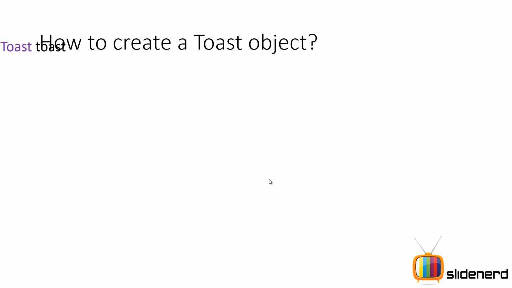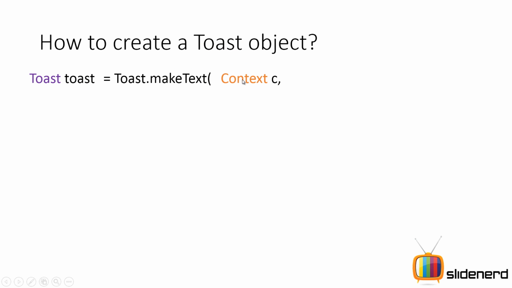It's pretty simple. You can use the Toast class by saying toast is Toast.makeText. Now this makeText method is a static method inside your Toast class that is gonna give you an object of type Toast, right? And this method requires three parameters. One is gonna be a context.